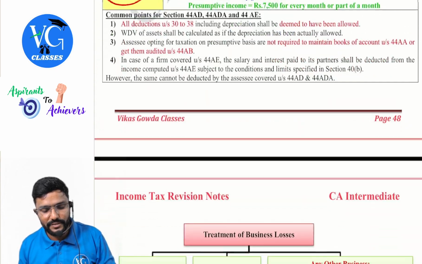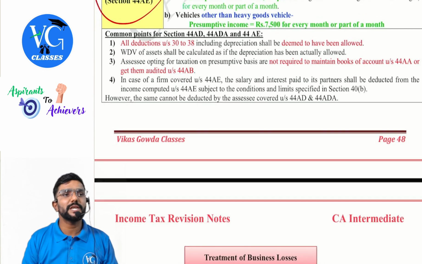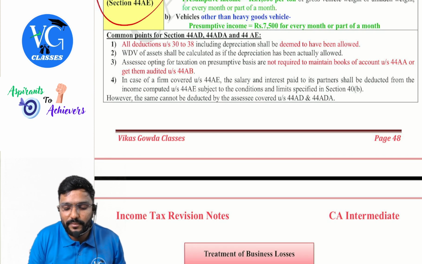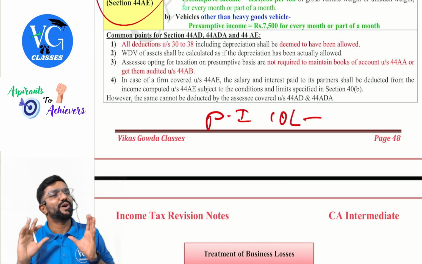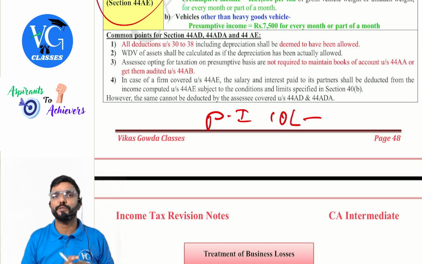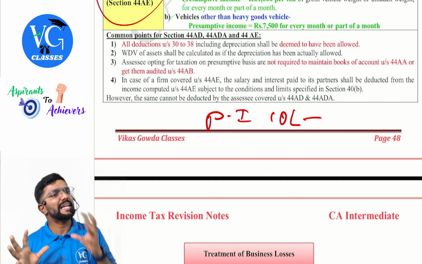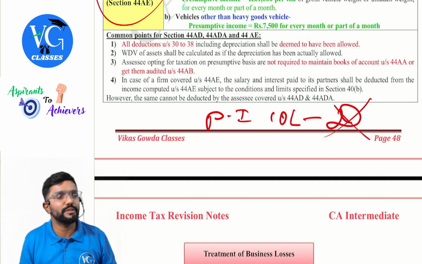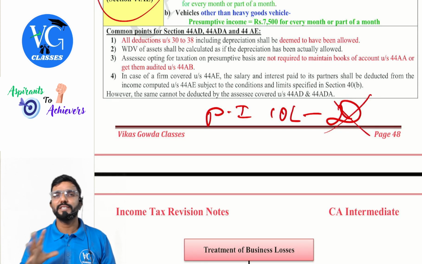Okay. Some common points for all these 3 sections, guys. When you are following the presumptive scheme, all expenses are deemed to be allowed. Sir, my presumptive income is 10 lakh. Can I claim any expenditure from that? No. All expenditures are deemed to be allowed. Even the WDV of the assets you will calculate as if depreciation is allowed. But can you reduce depreciation from this? No, you cannot.